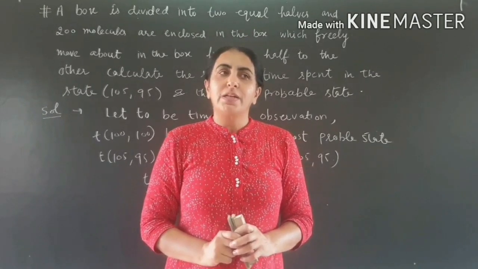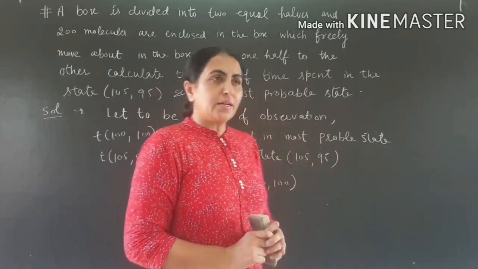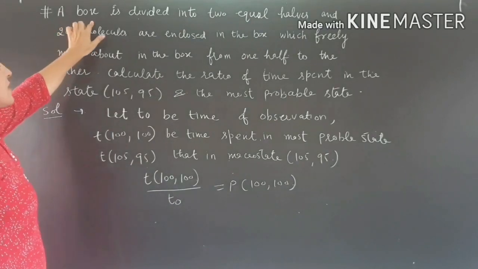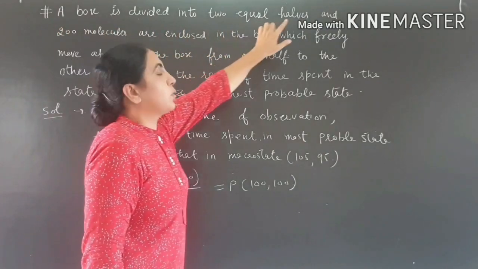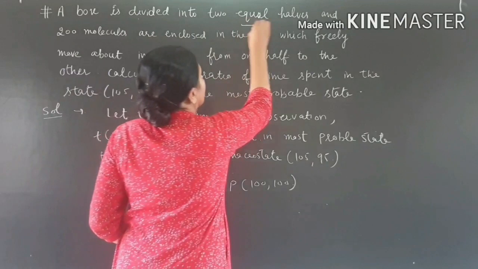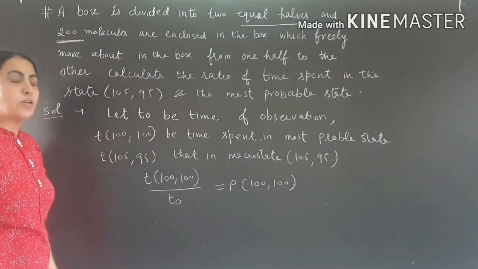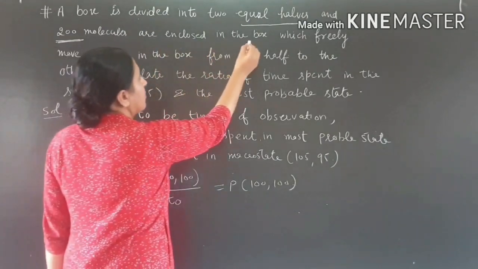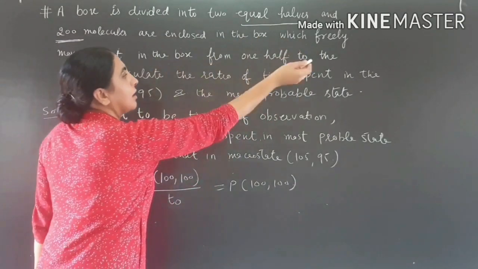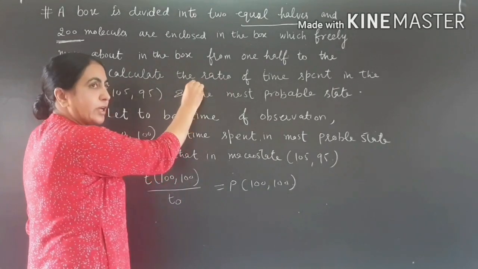So today we will discuss some numerical problems based on the previous lectures. Clear? So the first numerical: a box is divided into two equal halves, and 200 molecules, the total number of particles, are enclosed in the box, which freely move about in the box from one half to another half. Calculate what we have to calculate?